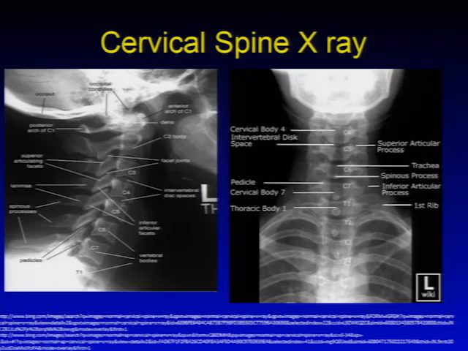Next we will review the X-ray of the cervical spine. And here on this image you can see the lateral and anterior cervical spine X-rays. On the lateral X-ray, the spinous processes are noted posteriorly, the facet joints and vertebral bodies more anteriorly. On the anterior X-ray, the trachea, vertebral bodies, and intervertebral discs are visible.